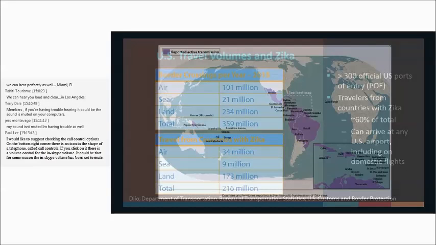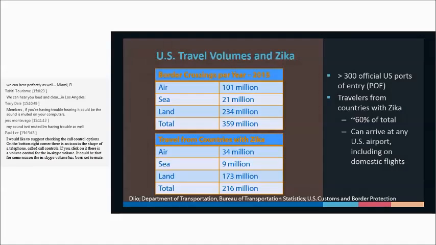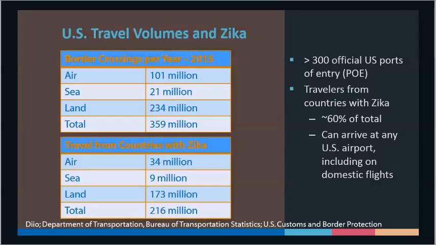This next slide shows some travel volumes related to the US, which may be important to you. The United States has over 300 official ports of entry. We're talking about airports where Customs and Border Protection would be. Travel from countries with Zika occurs through about 60% of those. Last year, about 101 million persons traveled by air, and from Zika-affected countries, about 35 million traveled by air. Mexico is impacted, and a lot of travel occurs across the US-Mexico border, accounting for much of the 234 million travelers. Zika-affected travel, mostly from Mexico, is a huge proportion of that.